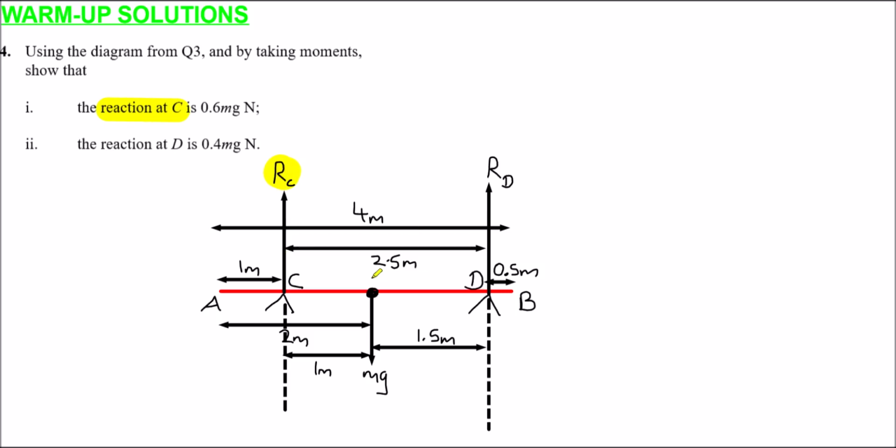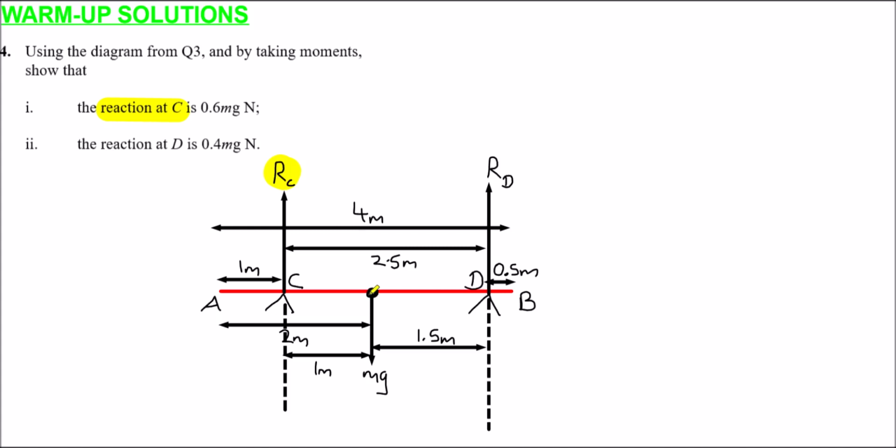So that leaves us with another 2 options. If we take moments about the centre mg, that will eliminate mg, but then we'll have to deal with RC going clockwise, which is an unknown, and RD going anti-clockwise, which again is an unknown. So if we take moments here, we'll have to deal with 2 unknowns, so that's no good.